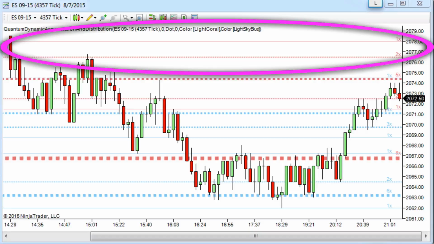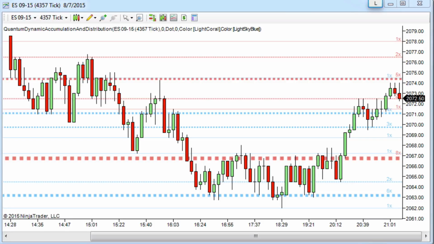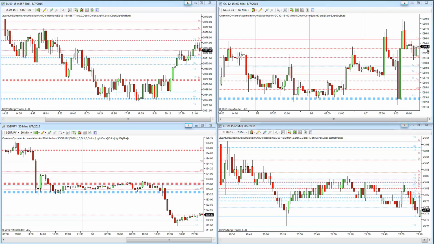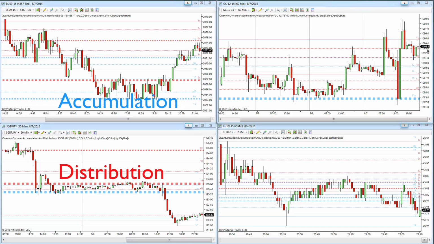This instantly reveals the depth of any accumulation or distribution regions, and hence the likelihood of the level holding or being breached. Each level is then painted either blue or red to show you whether that level has seen accumulation or distribution in the past.